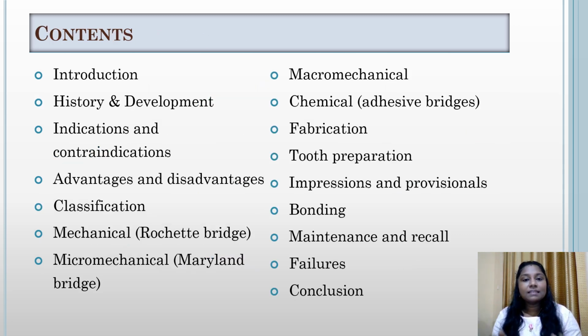So with this, let's see the contents of the module. We're going to briefly talk about the history of how resin bonded bridges came into being, about the indications and contraindications, the various advantages and disadvantages, the step-by-step process, and the different types of resin bonded bridges, how to maintain, the importance of recall, and also we're going to see a few reviews of literature.